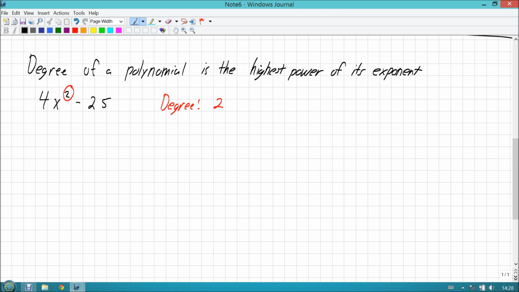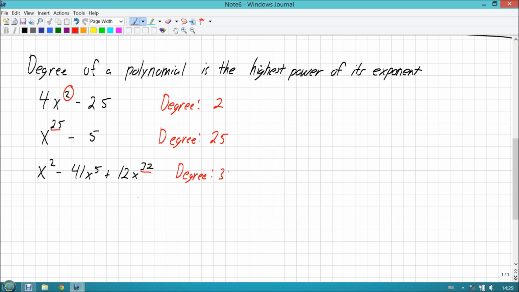All right, let's look at another one. Let's say we have x to the 25th minus 5. Well, what's the degree of this polynomial? Well, its highest power is 25, so its degree would be 25. And how about a trinomial with x squared minus 41x to the 5th plus 12x to the 32nd? Well, 32 is the biggest power, so the degree is 32.